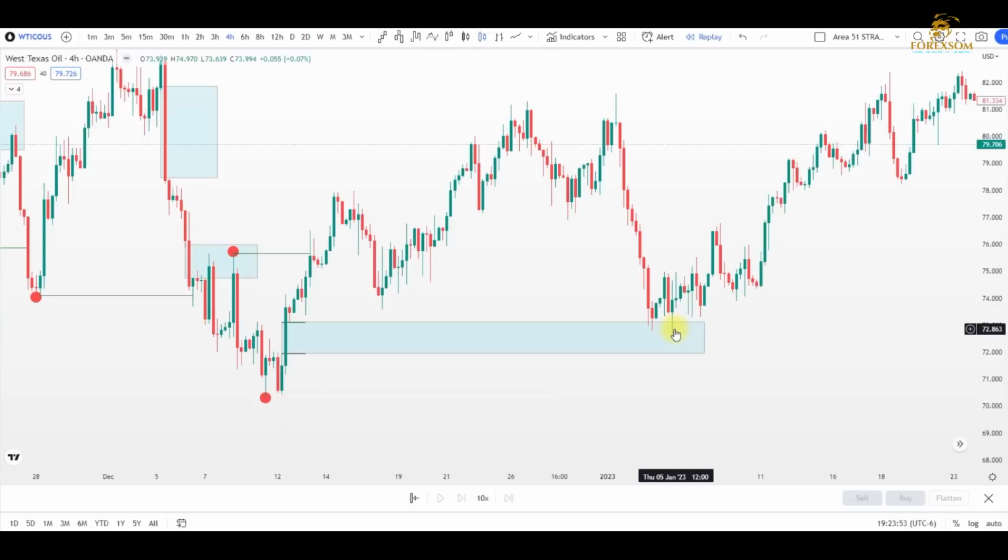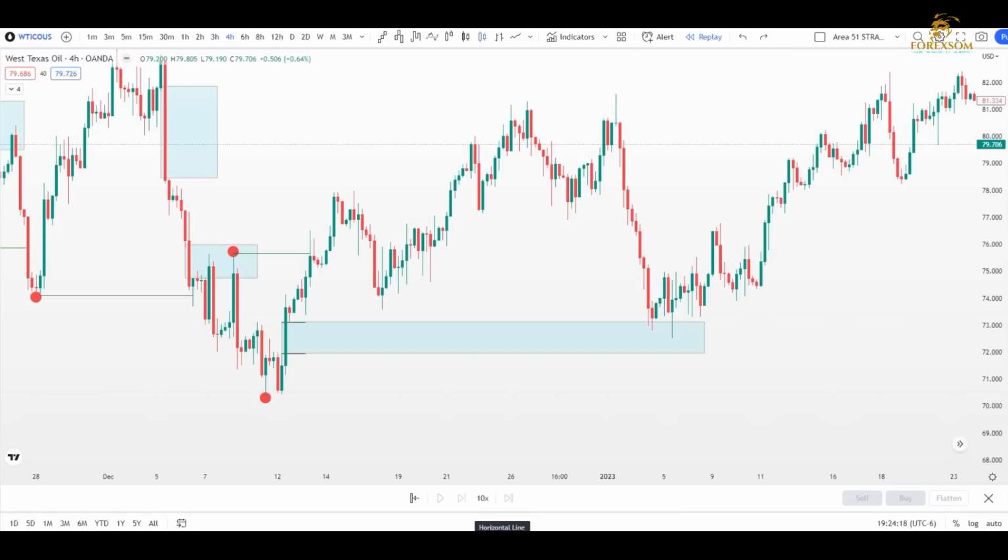So the price created this insufficient. All right, finally what happens is, if you look here, price finally came back and filled the rest of the orders that were sitting in this zone here. Okay, there were a lot of orders sitting in this area, so the price had to come back and fill the rest of the orders so that it can continue to the upside.